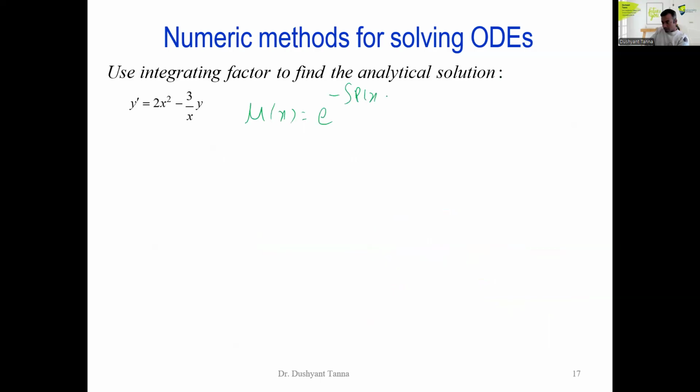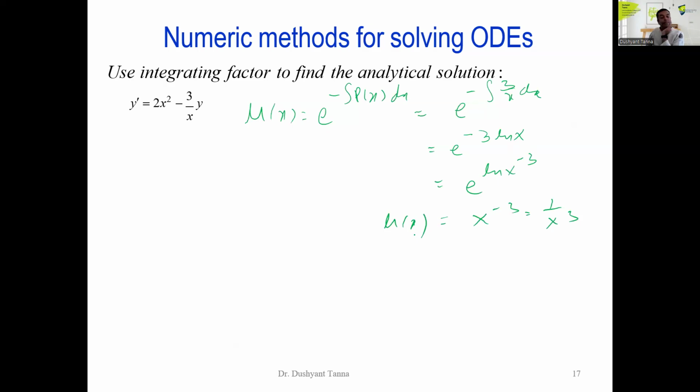e raised to minus integral of p dx, right? Because we are using the integrating factor for the analytical solution. What is our p? e raised to minus integral of 3 over x dx. Keep the minus outside, and this is ln x, so we get x to the power minus 3, or 1 over x cubed. This is my mu of x.